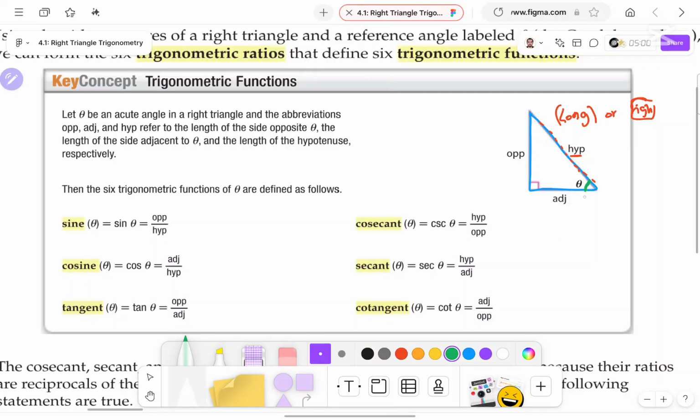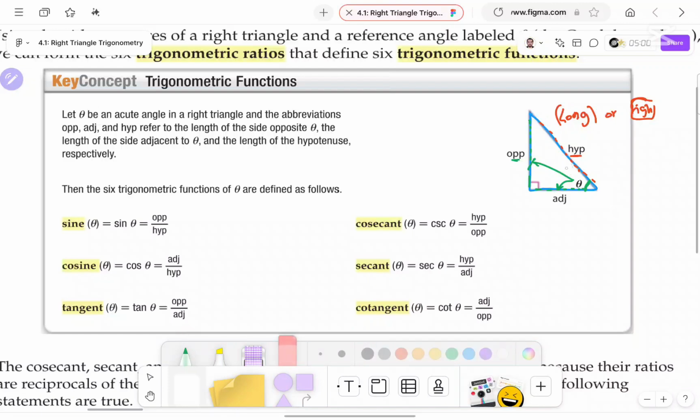So for example, look at this theta. Which side is opposite to this theta? It is this side here, okay? So of course this one is the opposite, and because this one is the hypotenuse, the adjacent will be the other one, which is this one here, okay?